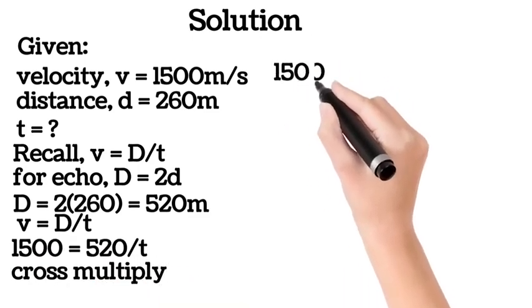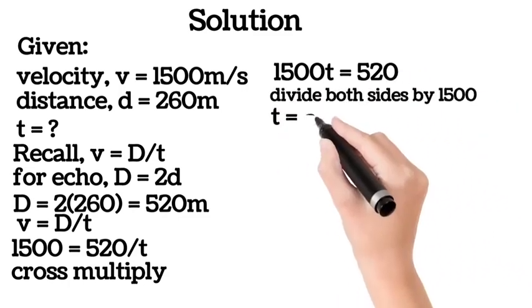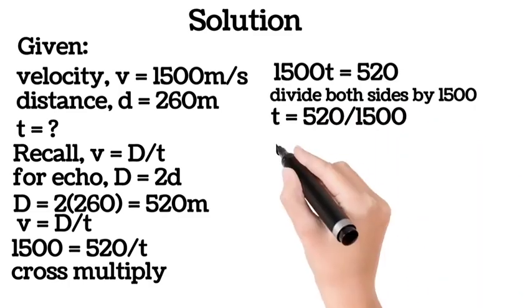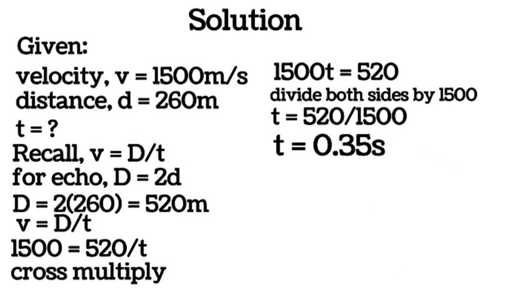And for us to make T the subject of the formula, or for us to find T, we divide both sides by 1/5. If we divide both sides by 1/5, we have T equals 520 over 1/5. And 520 divided by 1/5 will give us 0.35 seconds. Seconds because that is time. We are looking for time. So the time between the instant the sound is emitted and the instant the echo is received is 0.35 seconds. So like I said, we are only going to solve 2 questions.